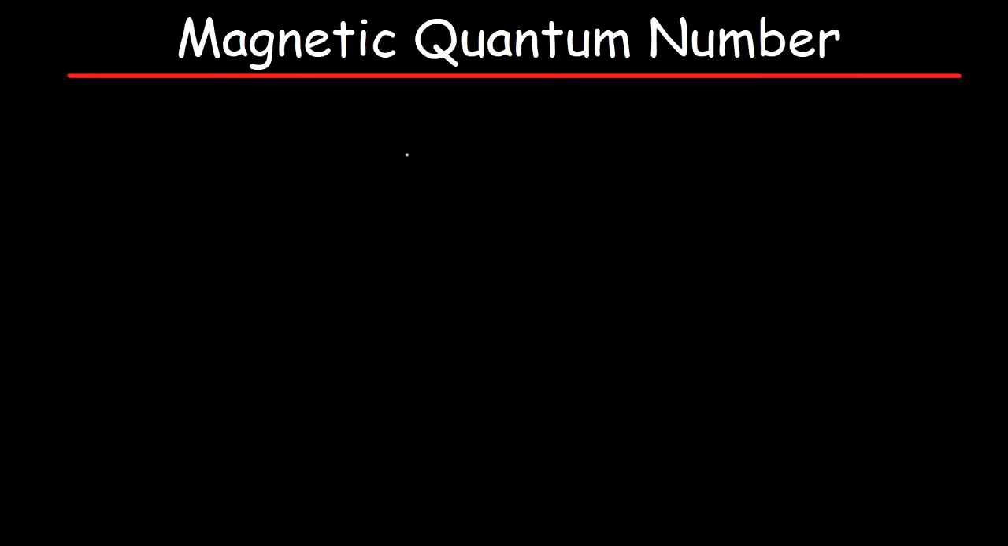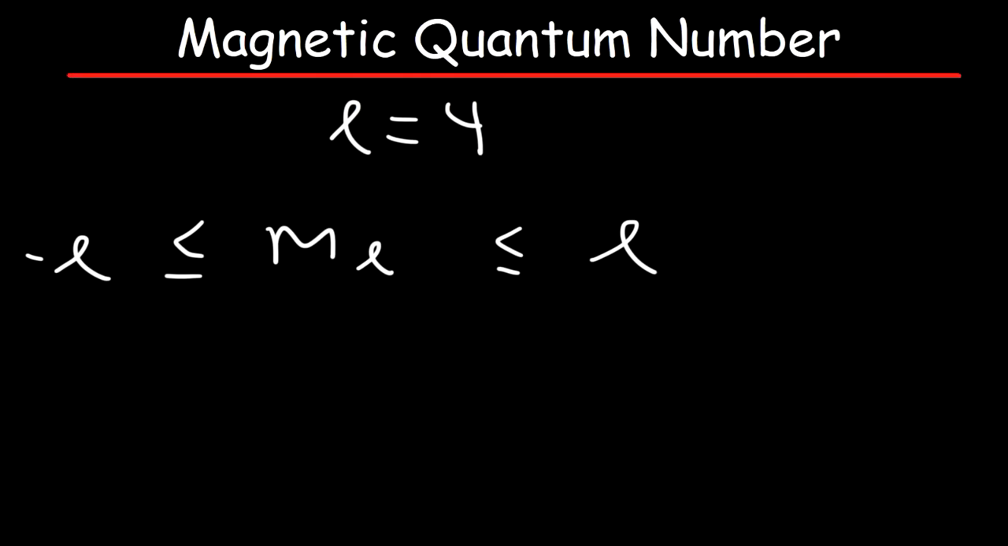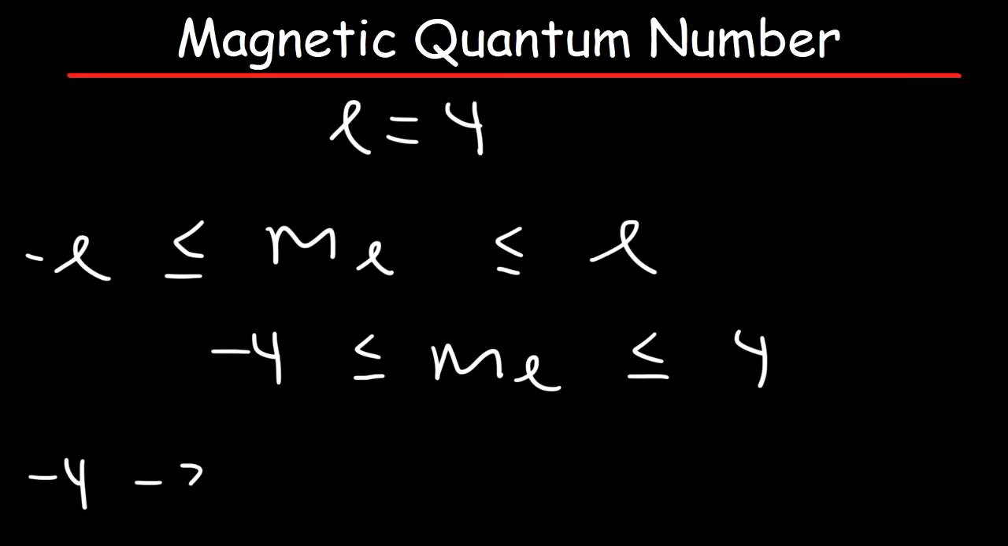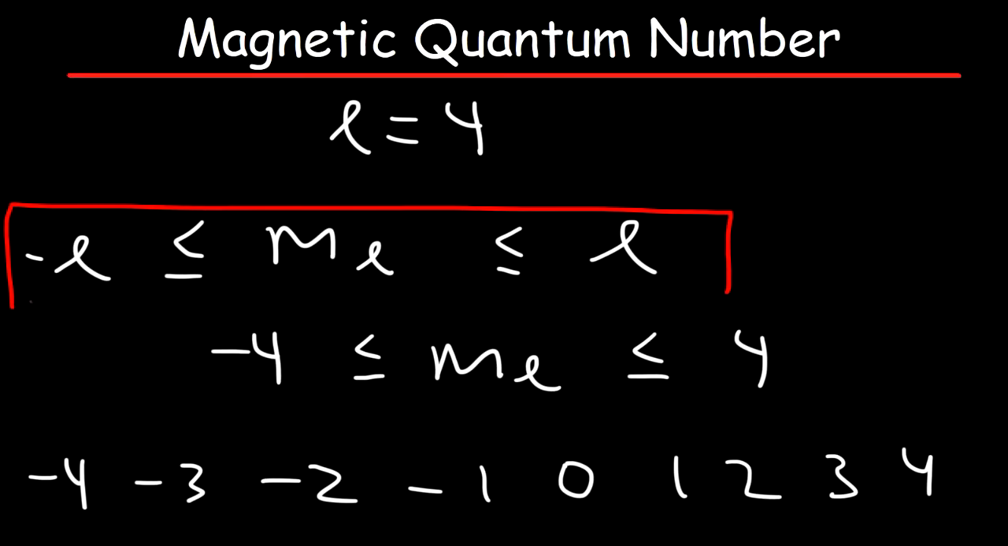So what you need to know is this. ml is between -L and L. So let's say if L is 4, that means ml will be an integer between -4 and 4. So it could be -4, -3, -2, -1, 0, 1, 2, 3, 4. So this expression shows the relationship between ml and L.